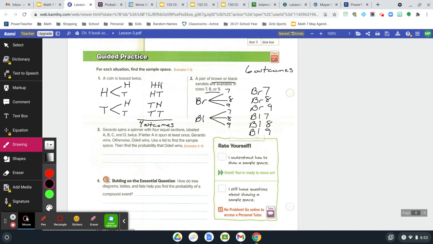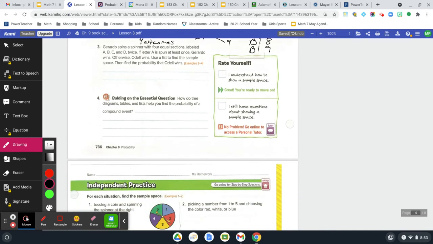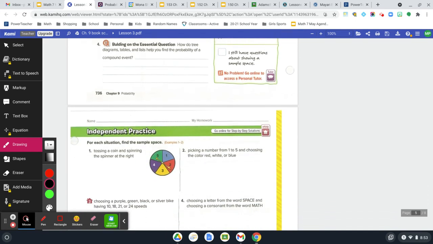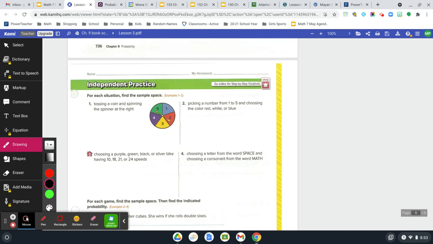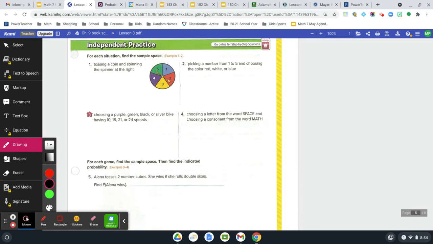And again, like I said in the directions, you could create a table and you could list them. I end up listing them anyways after the tree diagram is drawn because you're looking to see how many possible outcomes you have, so you need to be able to count those at the end. Okay. So I think I'm going to have you, let's see here if there's one that you can try. So we're going to go to independent practice. So page 737.